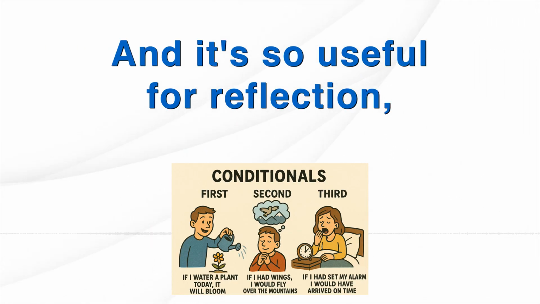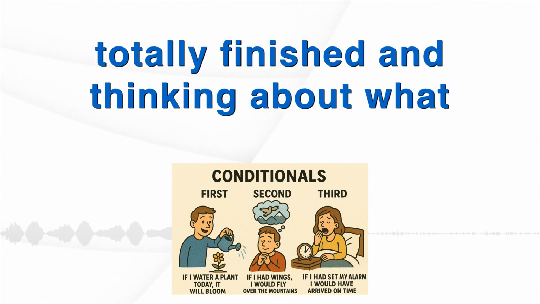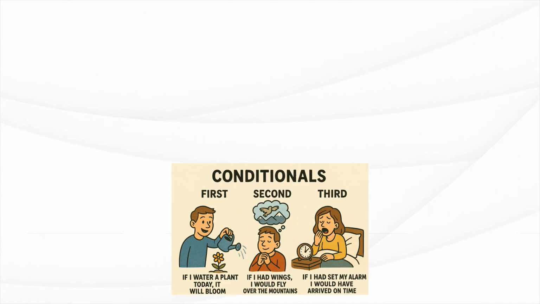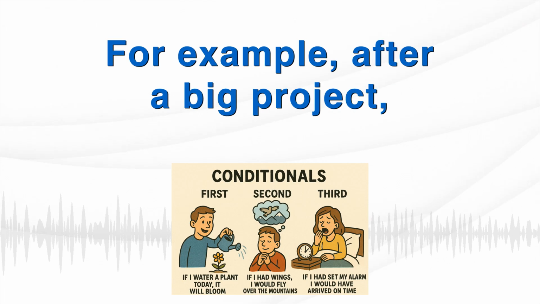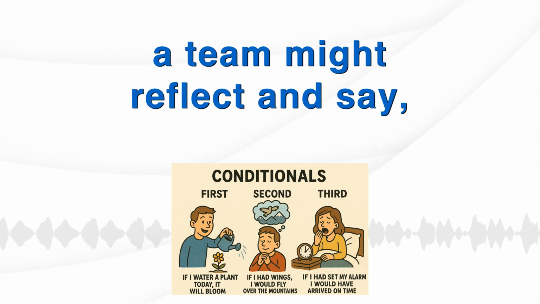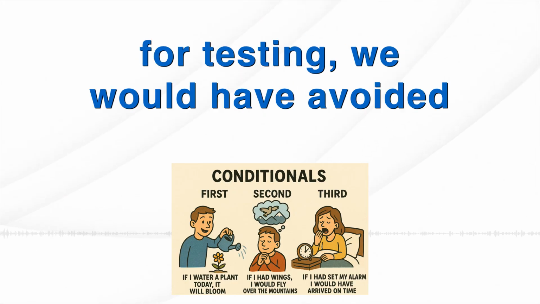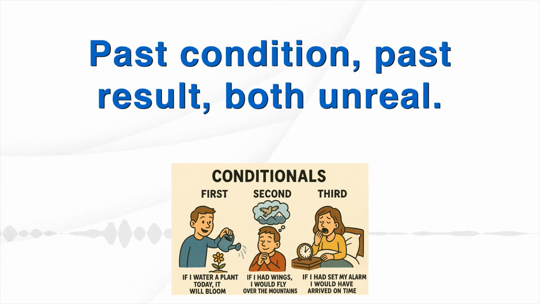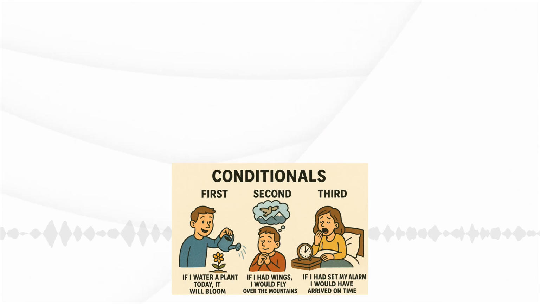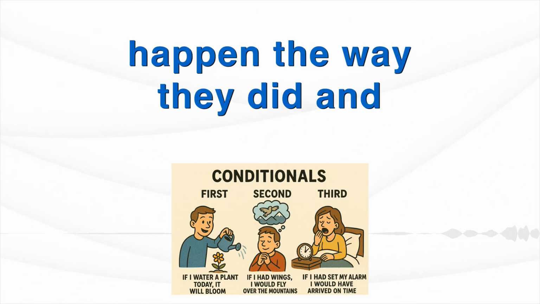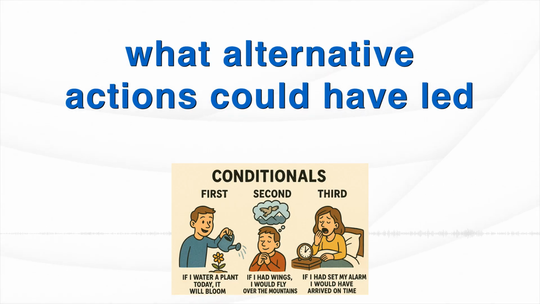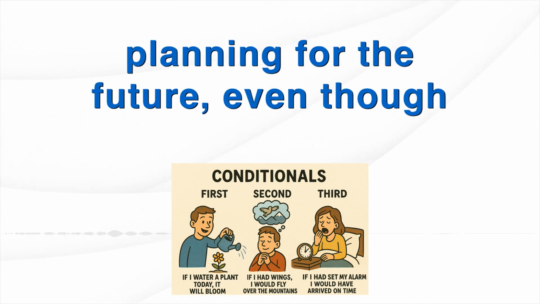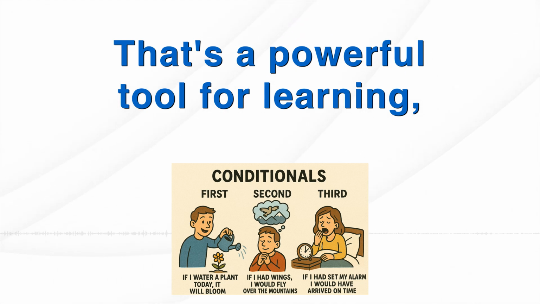Yes, and it's so useful for reflection, looking back at events that are totally finished and thinking about what might have changed if things had gone differently. Like learning from mistakes. Exactly, or just exploring alternatives. For example, after a big project, a team might reflect and say, if we had allocated more time for testing, we would have avoided that bug. Okay. Past condition, past result, both unreal. Precisely. It lets us analyze why things happened the way they did and what alternative actions could have led to different results. It really helps in learning and planning for the future, even though it's about the past. That's a powerful tool for learning, definitely.